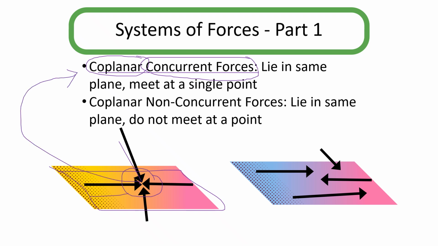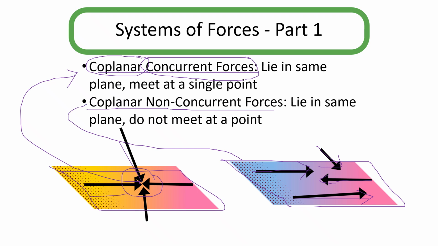Now the next one is coplanar non-concurrent forces. It means that the forces will be in the same plane, but they will not meet at a single point. Suppose this force acts in this direction, this force in this direction, this force in this direction, and this force in this direction. So this type of force system is known as coplanar non-concurrent forces.